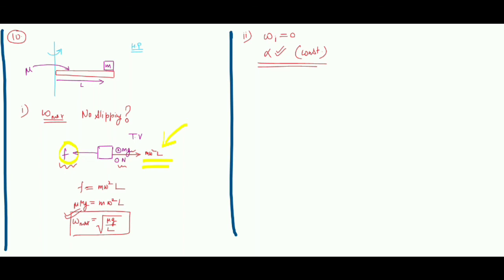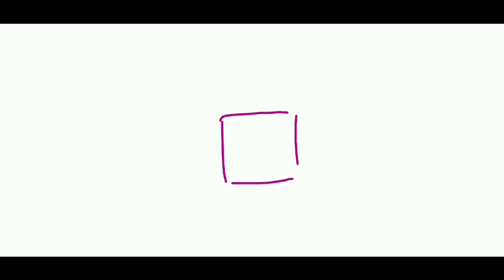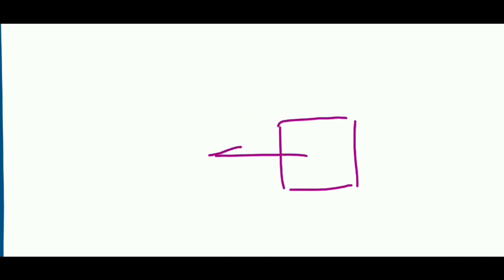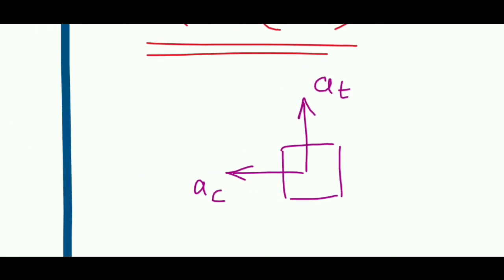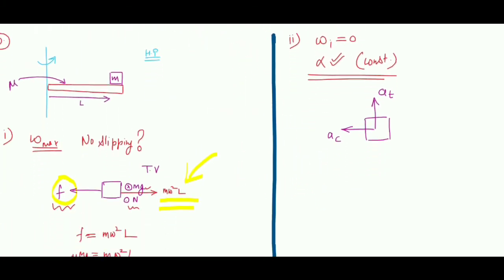So what I will do is, again I will draw the top view of the block. If I draw the top view of the block, one acceleration is towards the center. This is centripetal acceleration, and one is tangential acceleration, AT. These are the actual accelerations of the block at this point. Otherwise it will start slipping, because this time alpha is also there.